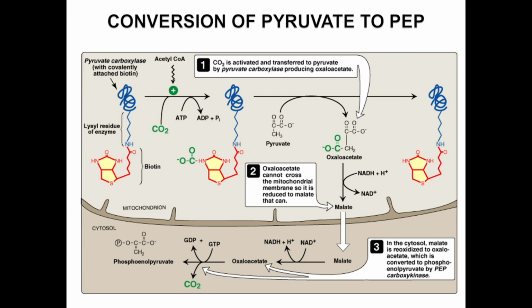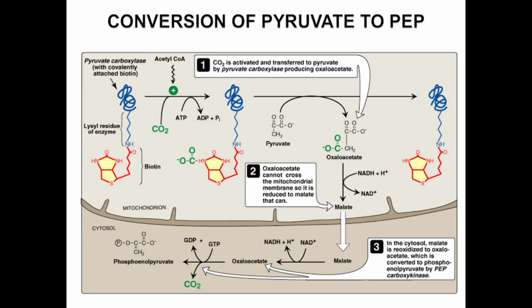Oxaloacetate cannot cross the mitochondrial membrane, so it will be converted to malate by malate dehydrogenase. The malate will come outside the mitochondria into the cytosol. We convert it back to oxaloacetate by cytosolic malate dehydrogenase. And then oxaloacetate will be converted to phosphoenol pyruvate by the action of the enzyme phosphoenol pyruvate carboxykinase. And phosphoenol pyruvate can continue in the reverse glycolysis pathway, yes, until fructose 1,6-bisphosphate, because all the others are reversible reactions.